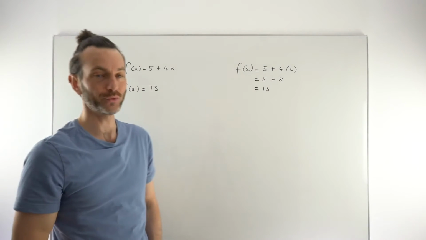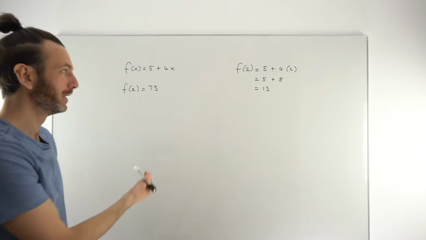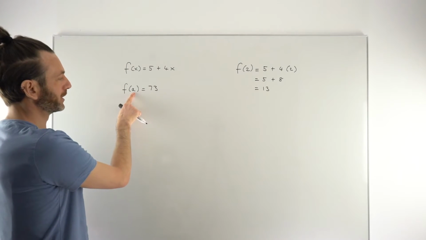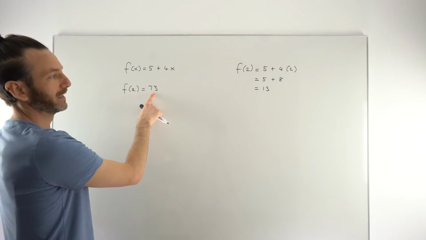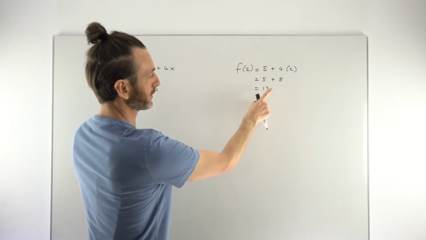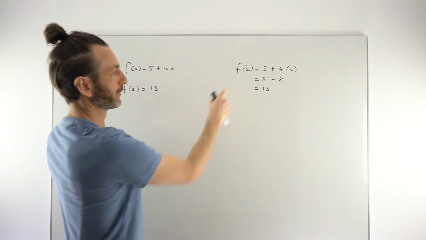And that's often how these questions are. This one's more difficult. They're saying if you put some number into the function, you get 73 out. So it's like they've given us this value and they're asking us to work out this value.